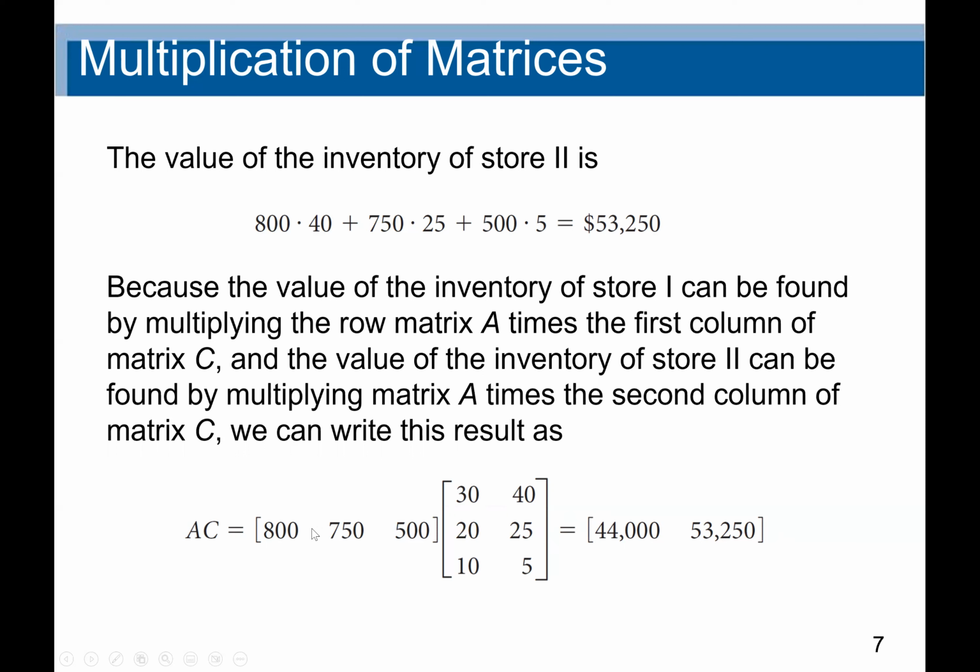In order to perform this matrix multiplication of A times C, the number of columns in the first matrix A must be the same as the number of rows in the second matrix C. Since they are both 3, we can do the multiplication.